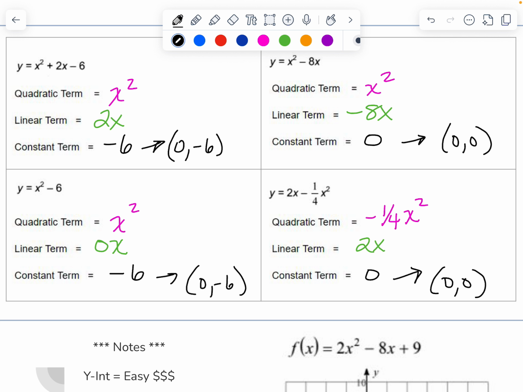We're going to pause there. We're going to go ahead and reset in terms of how we're going to graph these things in a moment.